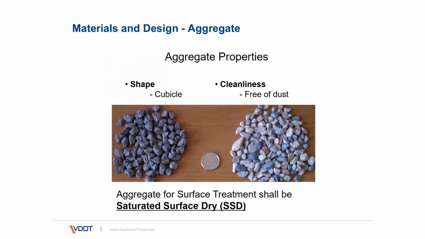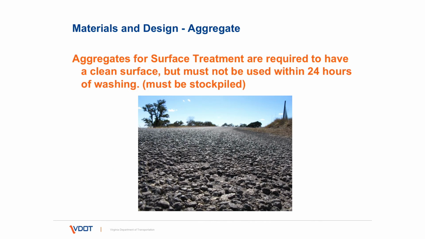Now we'll talk about aggregates. Aggregates are simply rocks, and the aggregates that we use for surface treatments in Virginia, the coarse aggregate is generally an 8P. The shape is cubical, and it should be clean and free of dust. The aggregate material for surface treatments should be in saturated surface dry condition, which means that the particle itself should be saturated with water, but the surface should be either damp or dry. The aggregates for surface treatment are required to have a clean surface, but they must be stockpiled for 24 hours after washing.